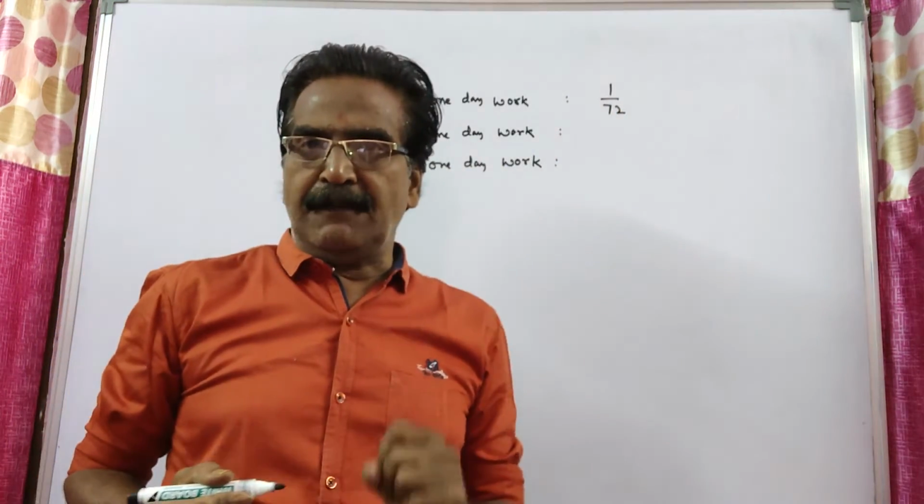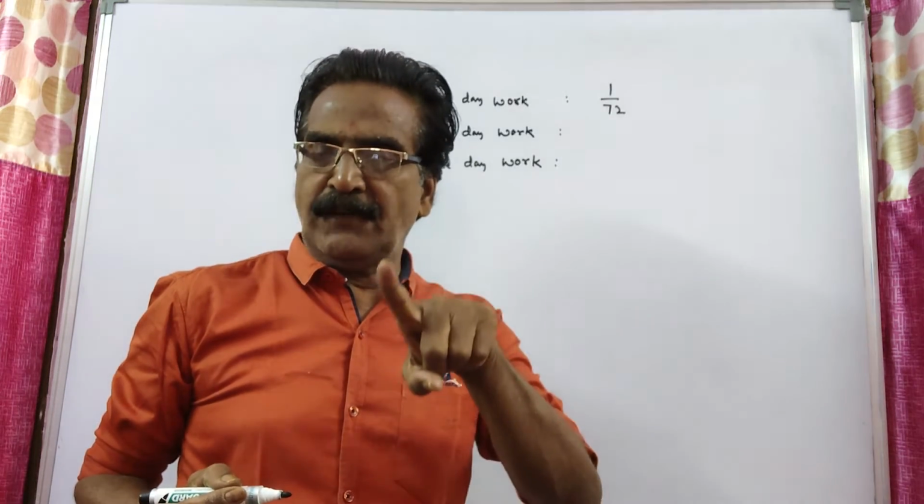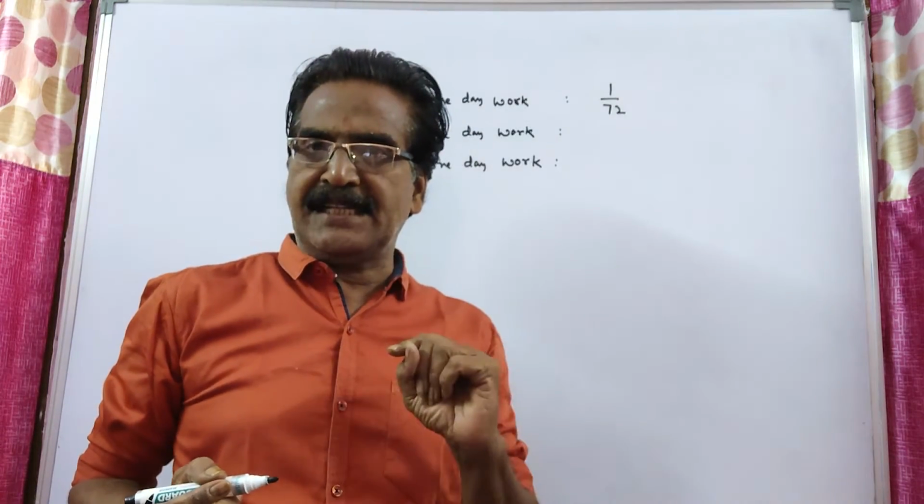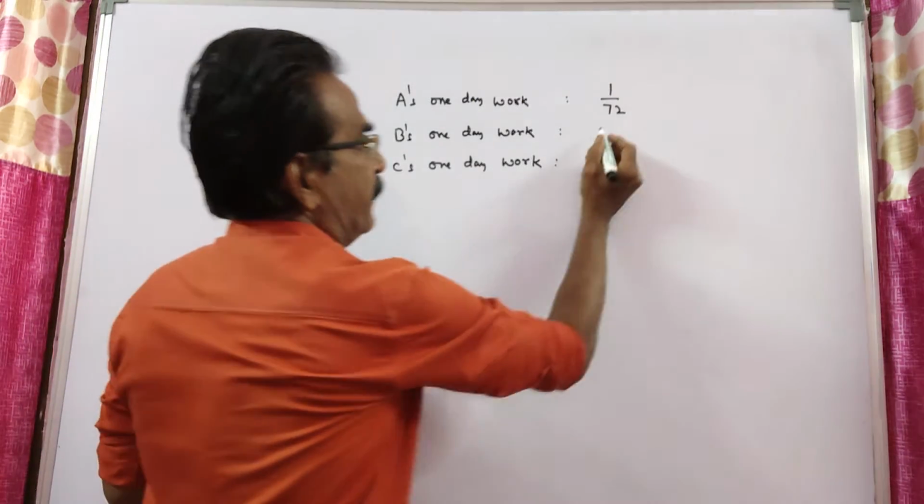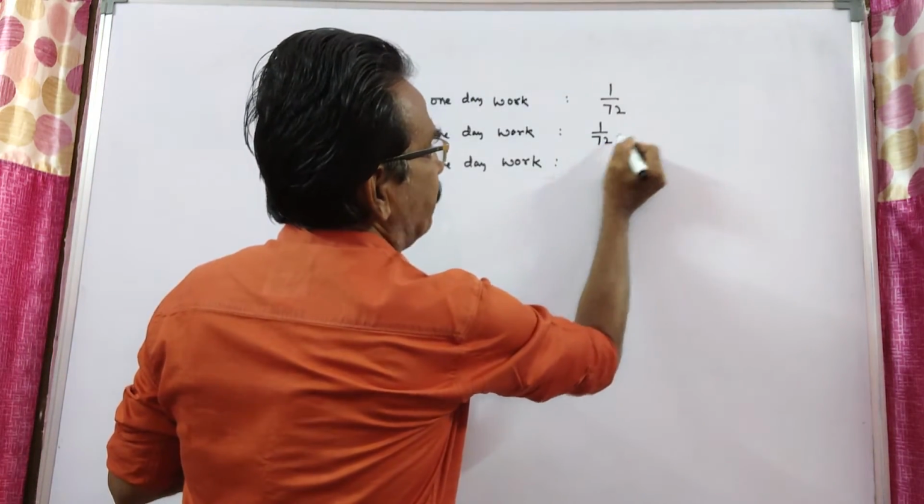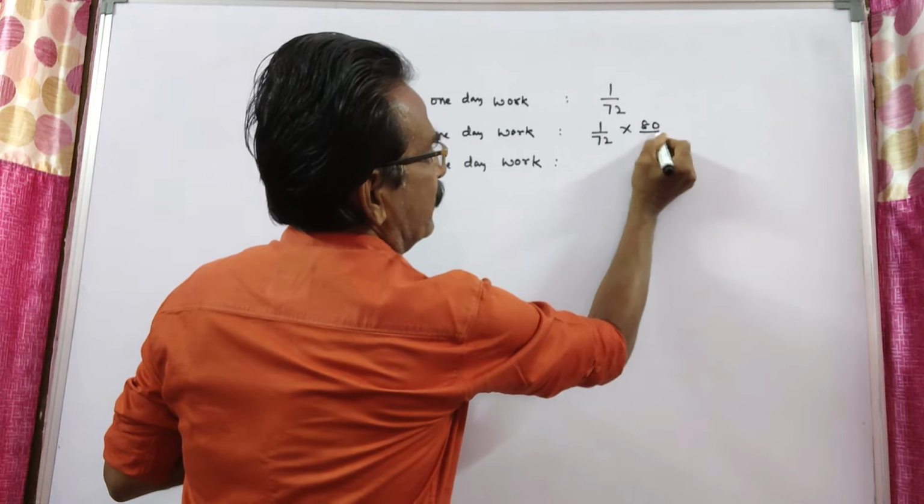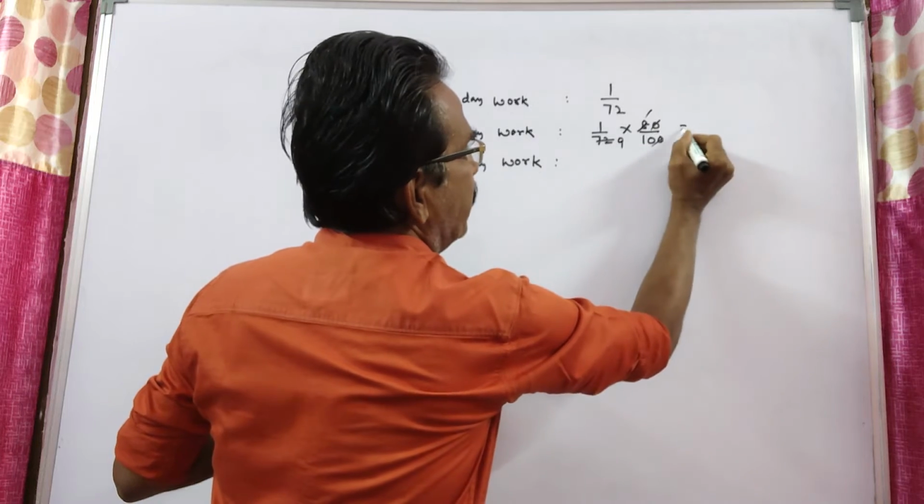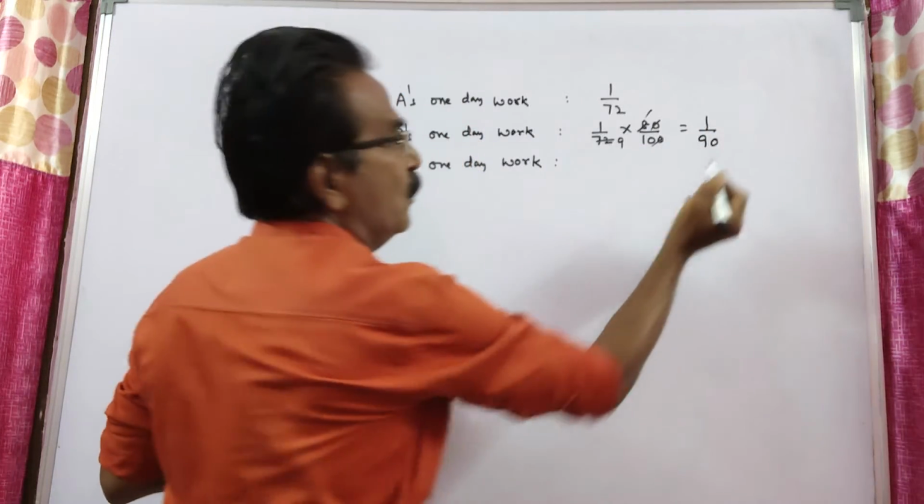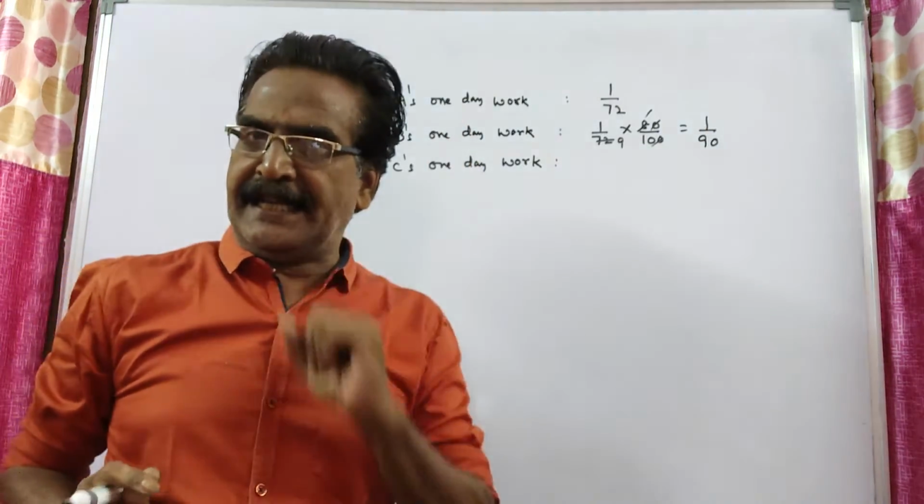B's one day's work. See friends, B is 20% less efficient than A. So B is 80% of A. So the 0s get cancelled, 8 by 9. So B can do only 1 by 90 work per day.